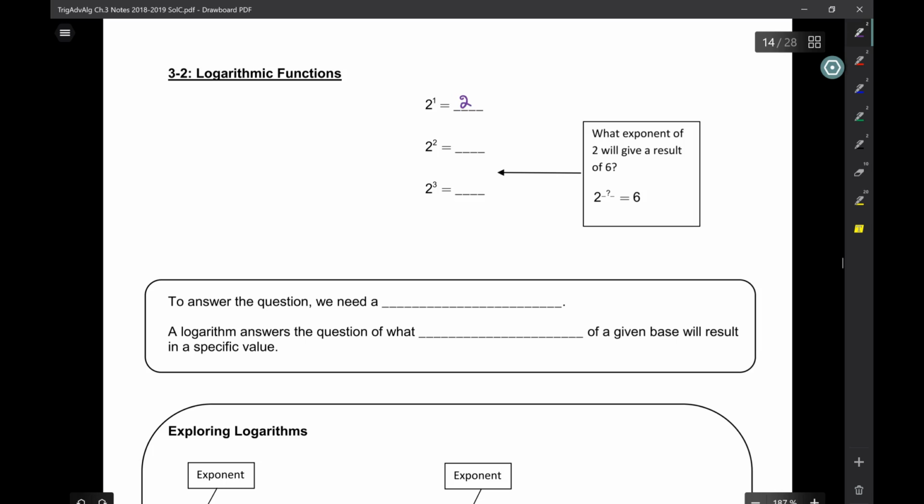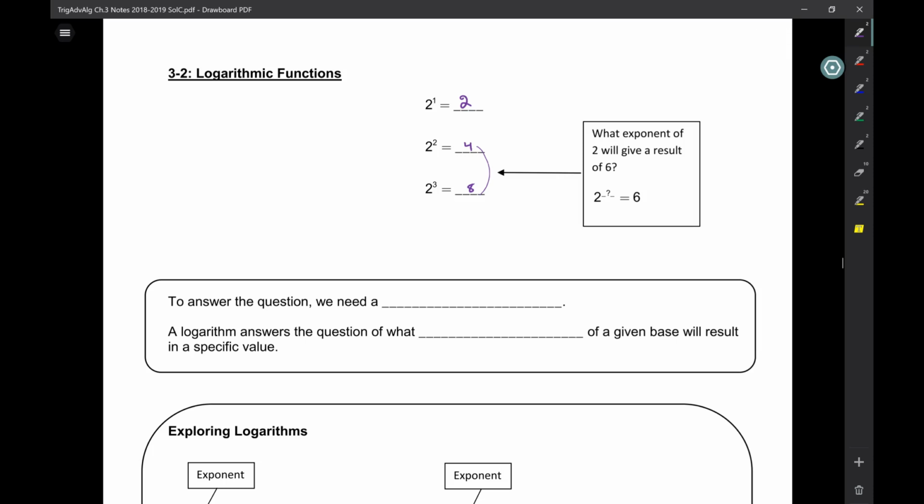Okay, I'm going to increase the exponent by 1. Now I have 2 squared. What do I get? 4. And then I'm going to change the exponent by 1 again. 2 cubed. What do I get? 8. So what happened? When I changed the exponents, my values jumped from 2 to 4, and then from 4 to 8. I skipped all of these numbers here, right? I skipped 5, 6, 7, all of those.